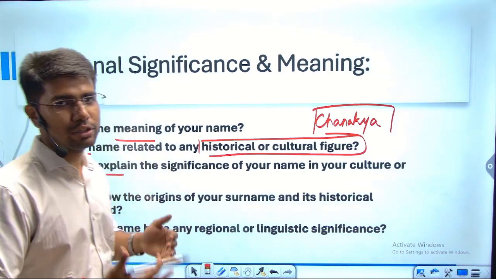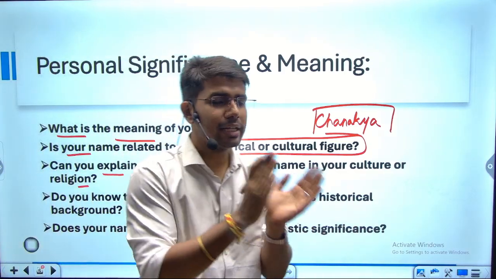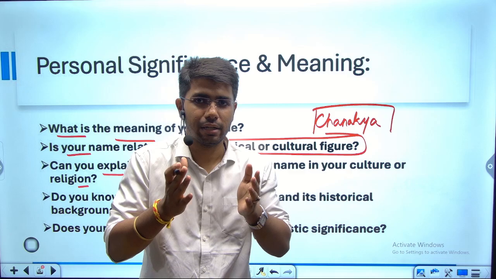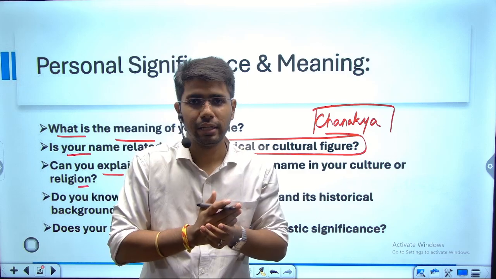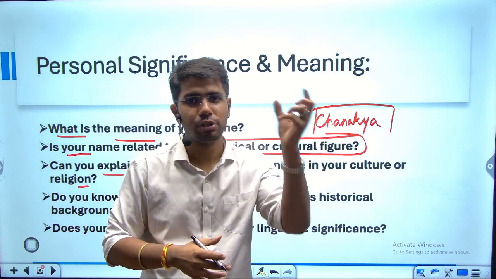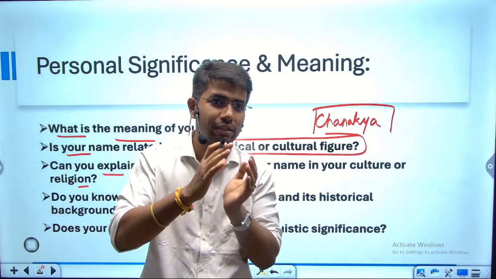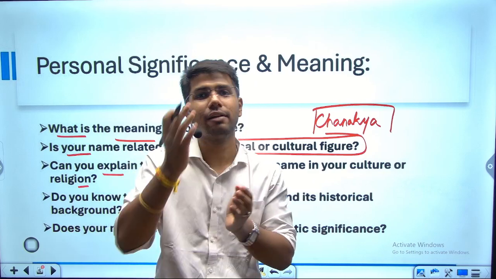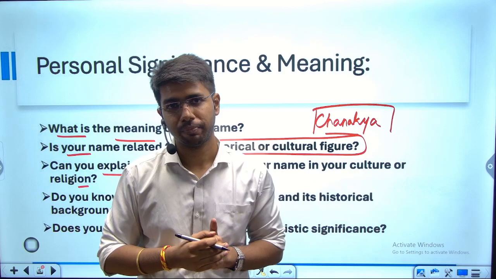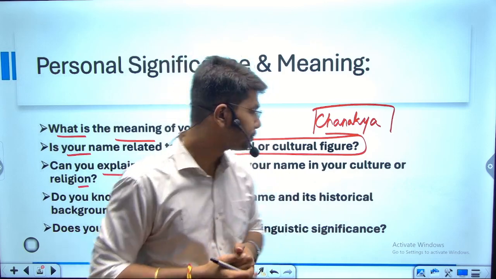So what is the significance of your name? Meaning and significance are different. For example, the meaning of my name, Abhishek. Abhishek means a festival where a king crowns his own son, a coronation. So that particular significance, what does it signify? That itself should have a very valid meaning in your own sense, and you should be able to showcase that in the interview.